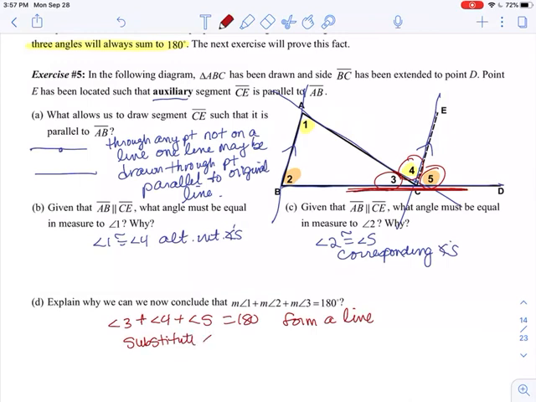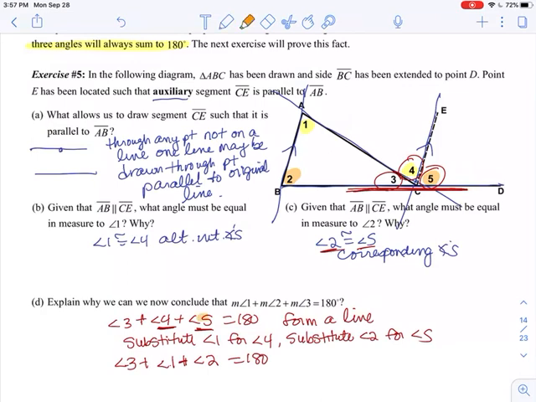Well, I'm going to substitute angle 1 for angle 4. In place of this angle 4 here, I'm going to substitute angle 1. I'm going to substitute angle 2 for angle 5, again because I know that angle 2 is equal to angle 5. So this angle 5, I'm going to substitute with angle 2. I'm just substituting. And angle 3 is perfect the way it is. So I have angle 3 plus angle 1 plus angle 2 equals 180.